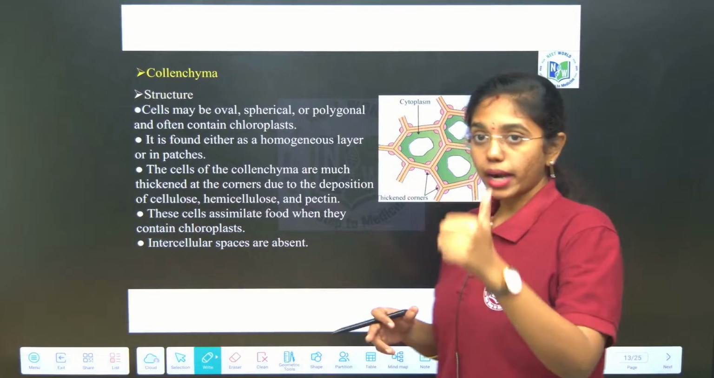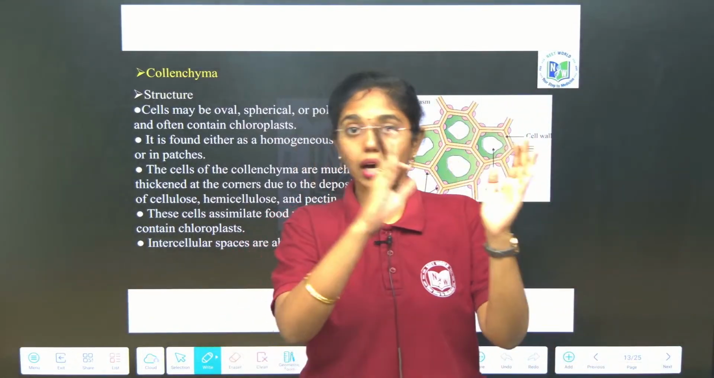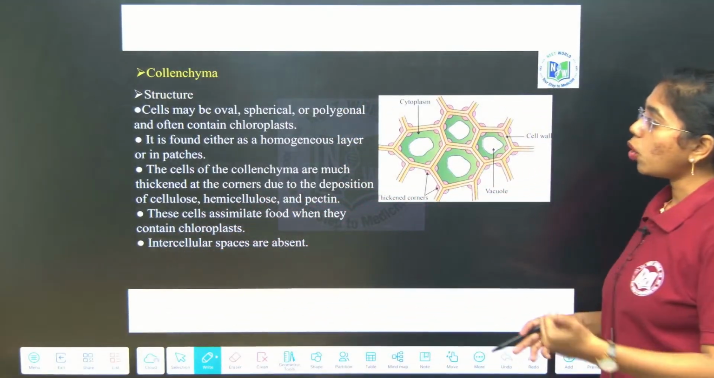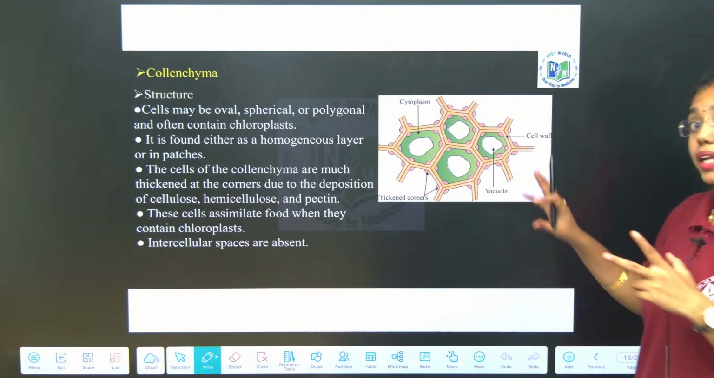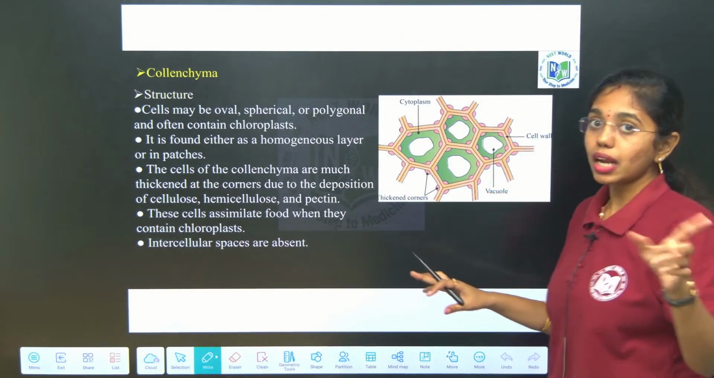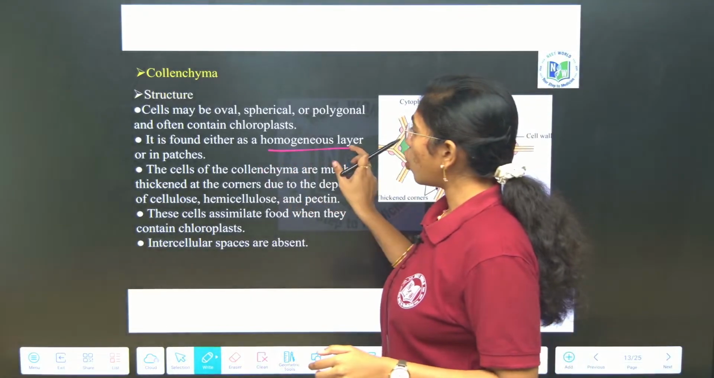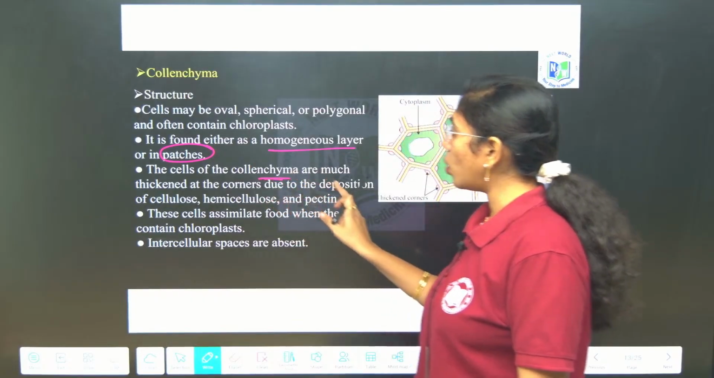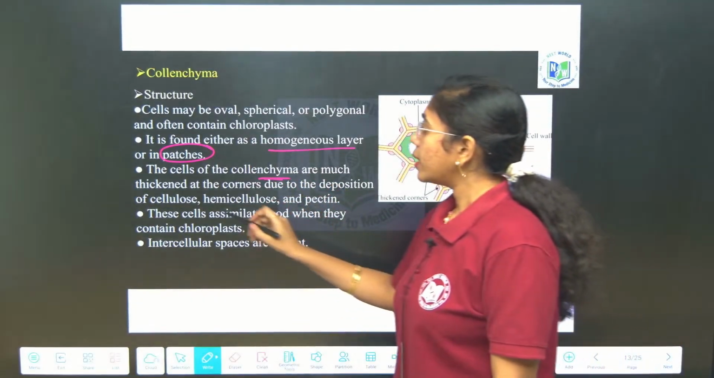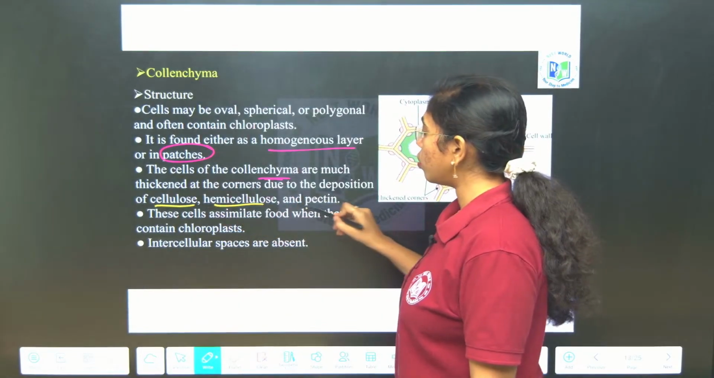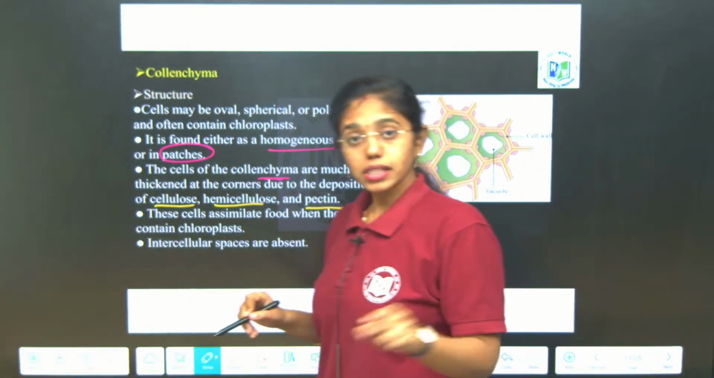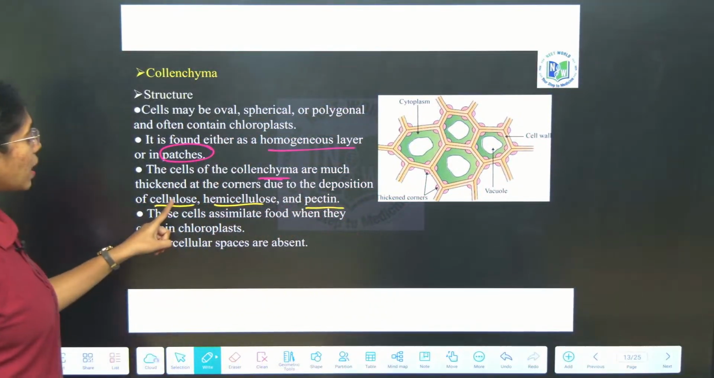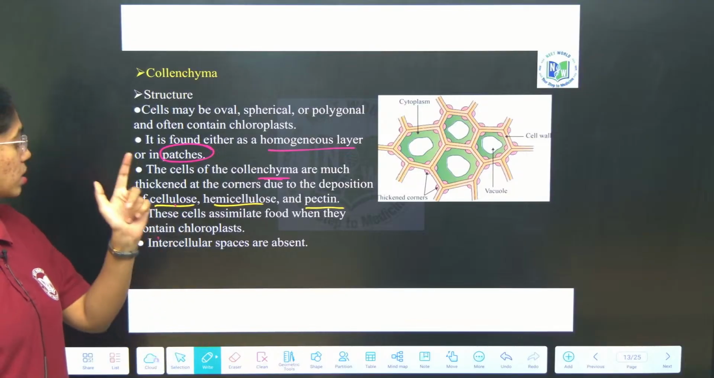Whenever you are learning parenchyma, collenchyma and sclerenchyma, learn the structure and functions comparatively. Look here, cells may be oval, spherical, polygonal, but they are not isodiametric. Parenchymatous cells are isodiametric. It is found either as a homogeneous layer or in patches. Cells of collenchyma are much thickened at the corners. They are composed of cellulose, hemicellulose and pectin, whereas the parenchyma cell wall has only a thin cellulosic cell wall.